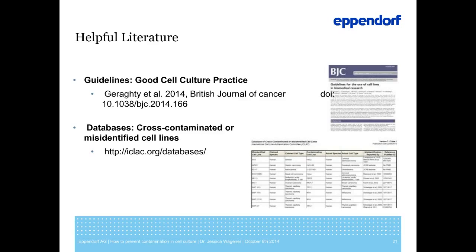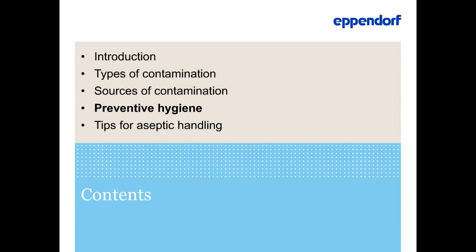The second source I want to point out to you is the website of the International Cell Line Authentication Committee, or ICLAC. You can download a list of cross-contaminated and misidentified cell lines that is constantly updated and monitored by the committee. Looking into this database is the simplest way of checking the cell lines you are currently working with or are proposed to work with. On this website, you can also find advice on how to incorporate cell authentication into your everyday cell culture practice. But before you start reading, let's come to our next chapter.